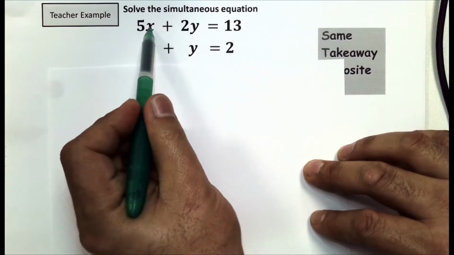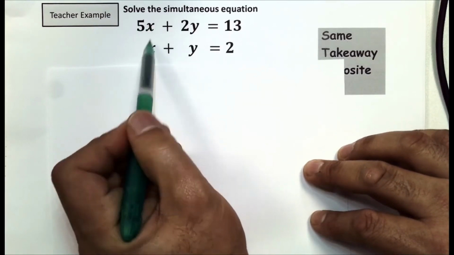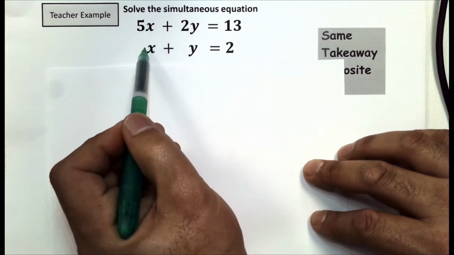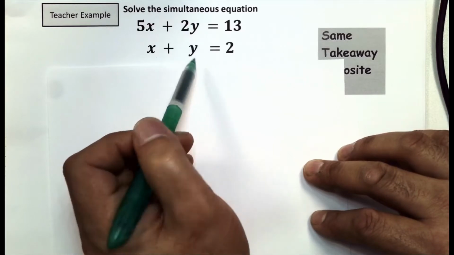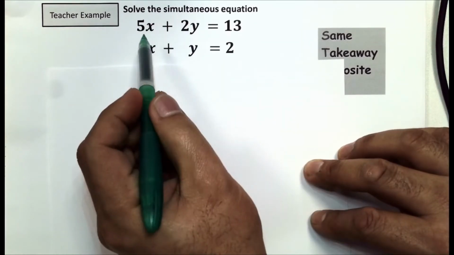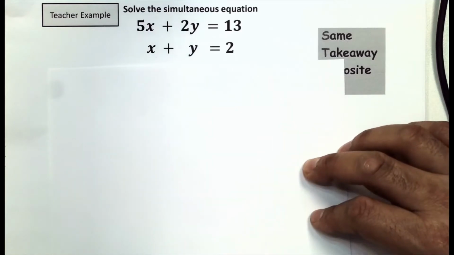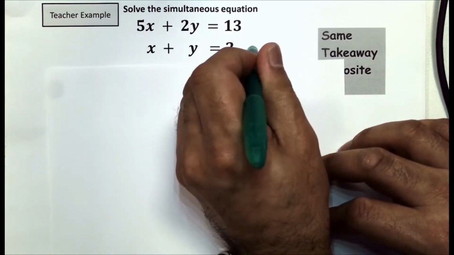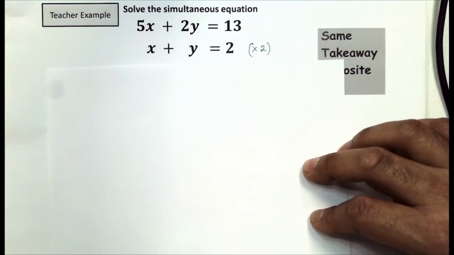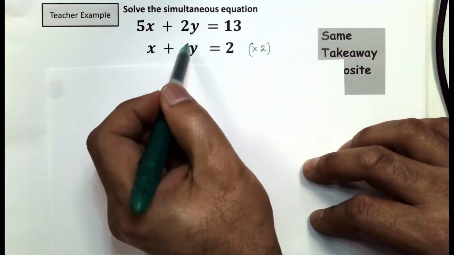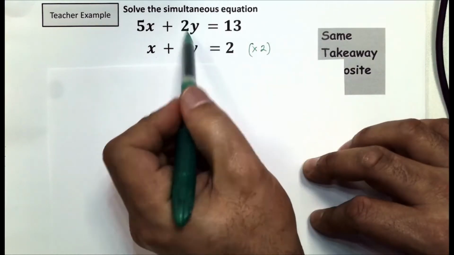And the first step is to compare the coefficients for each of the two letters. So the coefficient for x is 5 and 1, and for y, 2 and 1. So the coefficients are different. The first step is to make sure that either the x coefficient or the y coefficient has to be the same. So if I was to multiply this second equation by 2, I will then have a 2y term there that will have the same coefficient.